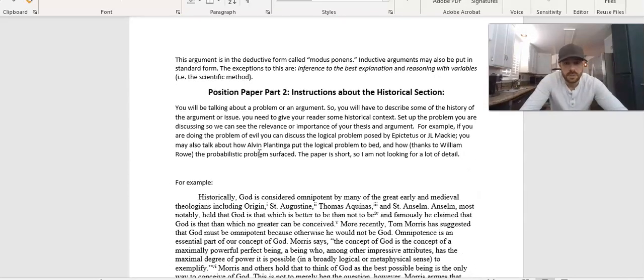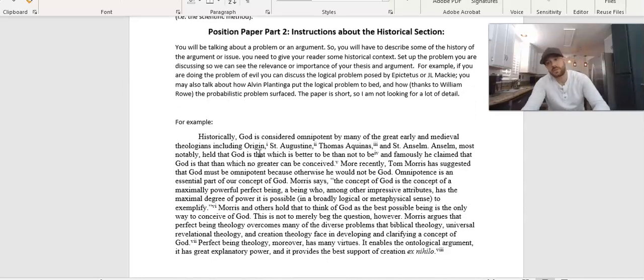Okay, so the next part of your paper is going to be the historical section. Now, what I mean by the historical section is I want you to set the stage for your reader. Tell them what is important about this topic, and tell us why we should care. And then, in addition to that, tell us what other people have said about this topic. So this is where your research is going to come in.